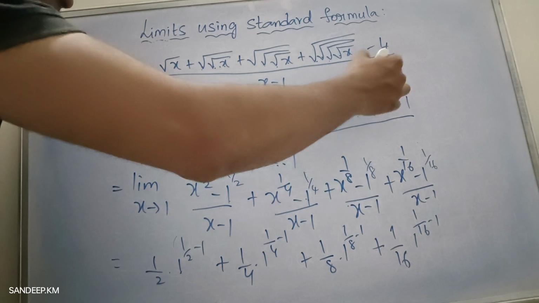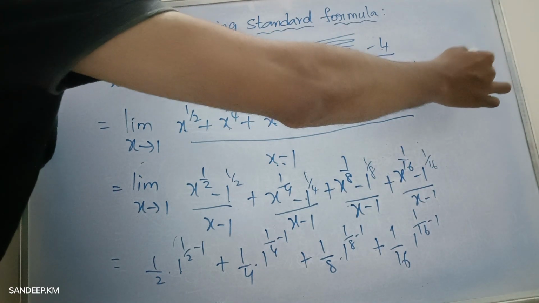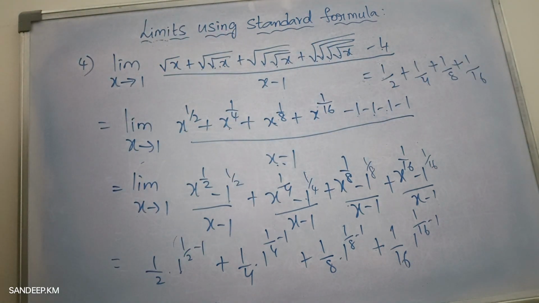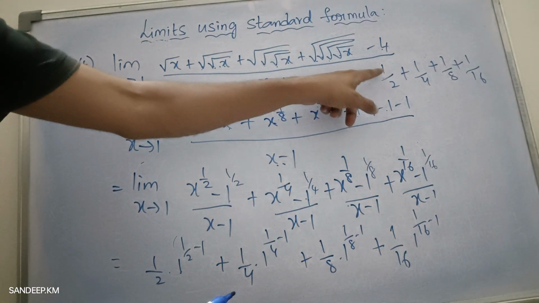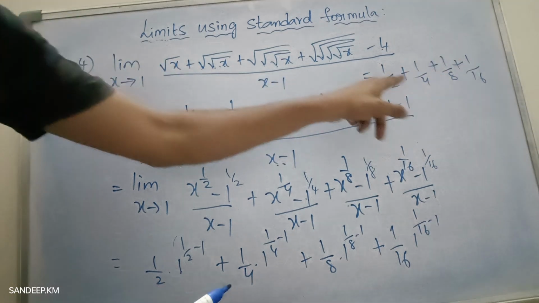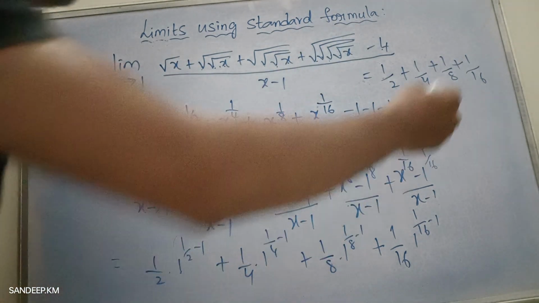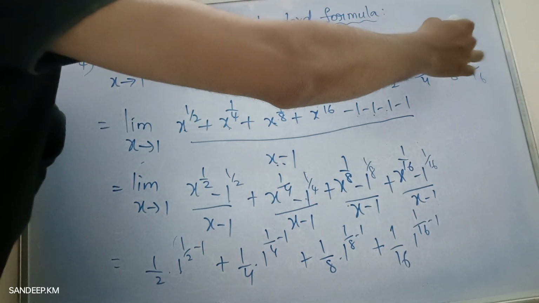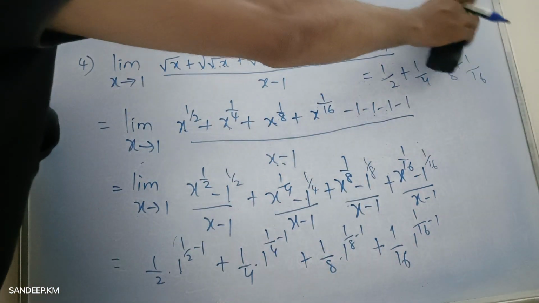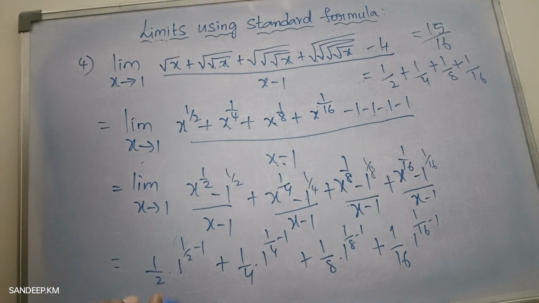What we will get? We will get 1 by 2 as first term, 1 by 4 as second term, 1 by 8 as third term, and 1 by 16 as fourth term. Okay, now if you add all these 4 terms, I think you will get 15 by 16. Check it out: 8, 4, 2, 1 over 16. So 8 plus 4 is 12, 12 plus 2 is 14, 14 plus 1 is 15. Yes, the answer is 15 by 16. So that is the answer for our fourth question. Very important model, do practice it. We'll go with the next question.